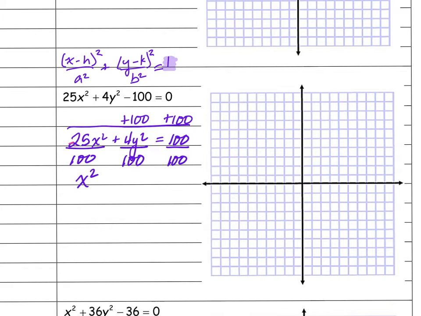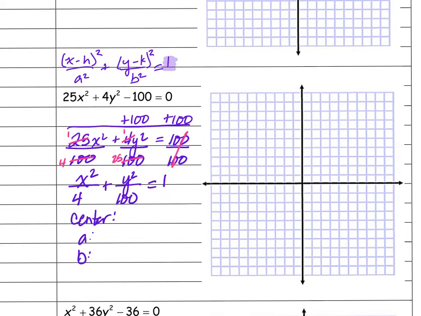So I know that 25 goes into 25 one time and into 100 4 times because there's 4 quarters in a dollar. So that means I get x squared over 4. Plus, now I'm going to simplify this. I have 4 on top and 4 goes into 4 once and into 100 25 times. So I get y squared over 100 equals, well, 100 divided by 100 is 1. So now I'm in standard form. I can find my center, I can find A, and I can find B.